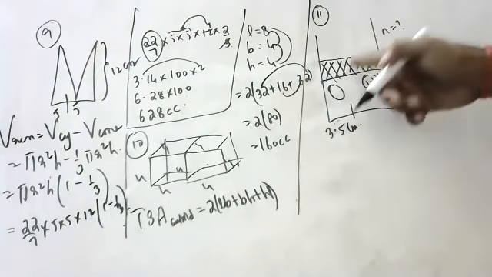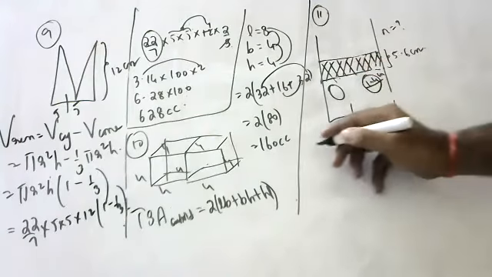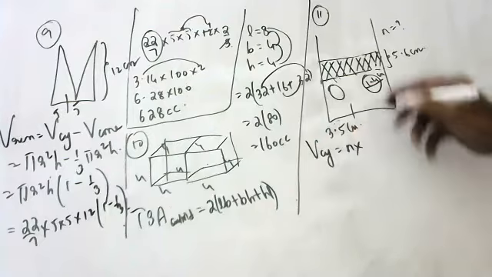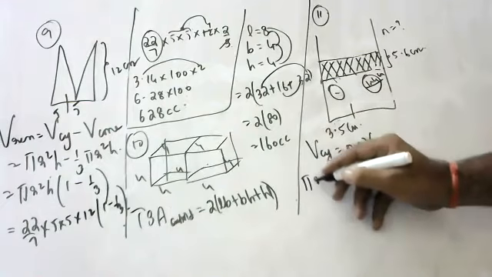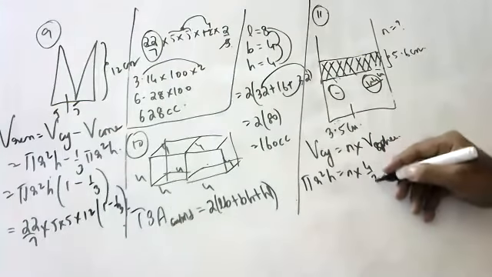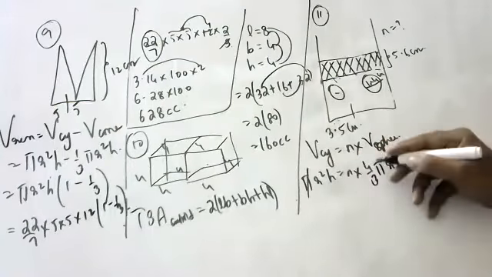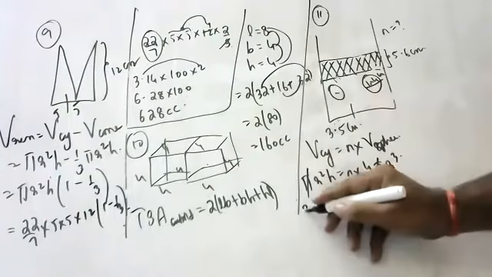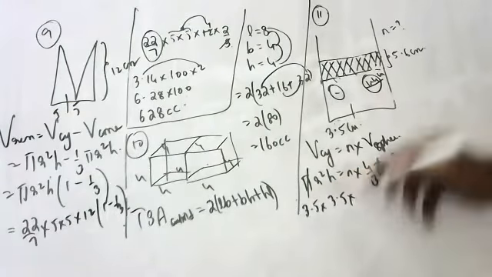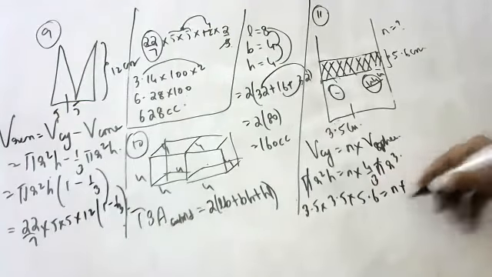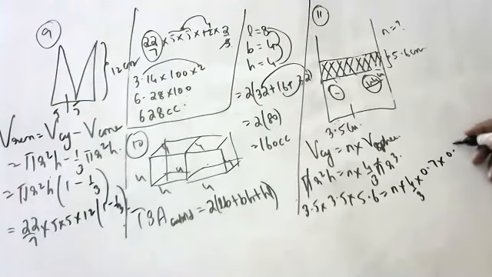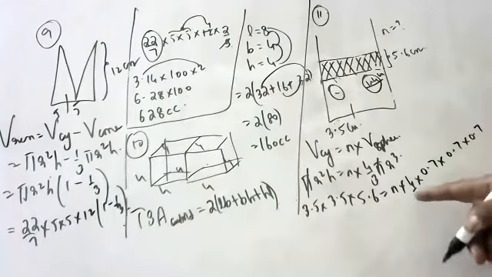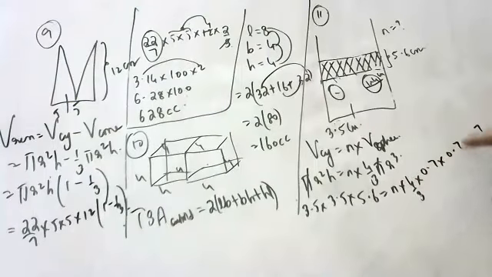Volume of cylinder, this is the volume of the risen water, is equal to N into volume of spheres. Pi r square H is equal to N into 4 by 3 pi r cube. Pi cancels. What is the radius of the cylinder? 3.5 into 3.5 into height raised 5.6 equals N into 4 by 3 into 1.4 by 2, which is 0.7. This 3 will go up, and all these things will come down.